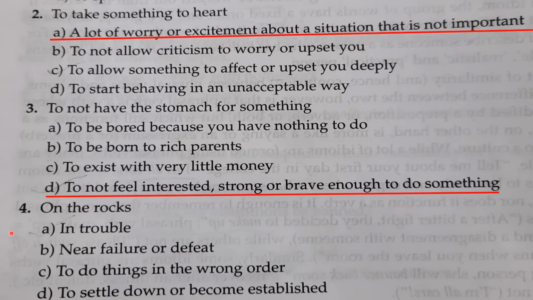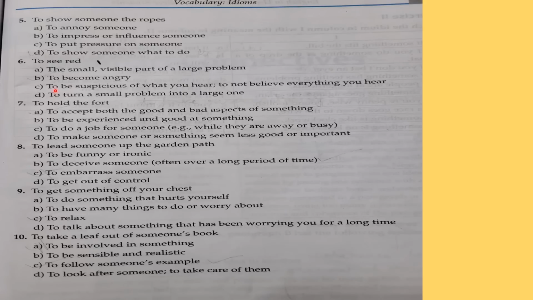Then the fourth one is on the rocks, which means in trouble. You are on the rocks. That means you are in trouble. So this way we can use the idioms in our speech. Then the fifth one, to show someone the ropes. 4 alternatives are given and the right answer is to show someone what to do. That means to guide. Sixth one, to see red, means to become angry. So when a person becomes angry, we can say he's seeing red.